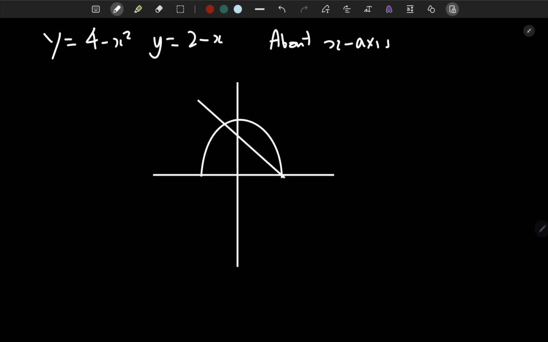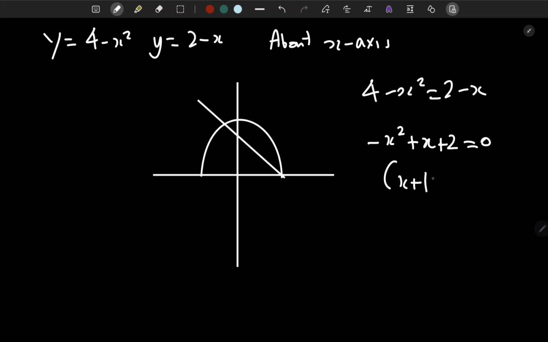And also, to find the intersection, we can just equate both of the equations. So 4 minus x squared is equal to 2 minus x, and here we will have minus x squared plus x plus 2 is equal to 0. And what two numbers multiply to 2 and add up to 1 over here? And remember that we have a minus sign over here, so we need to flip whatever we have. So we are going to get x plus 1 into x minus 2. So here the two intersections are x is equal to minus 1 and x is equal to 2.